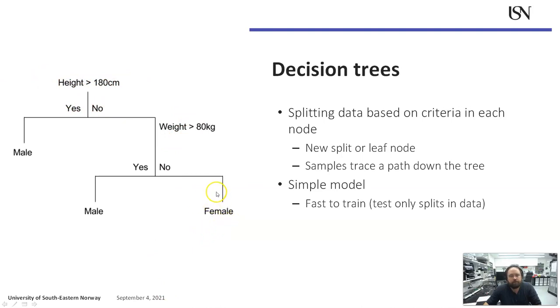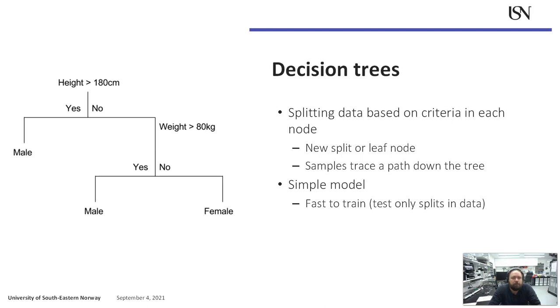That makes it very fast to train. And also, it means that when we try to calibrate a decision tree, we only test on the splitting thresholds that are relevant for our data.